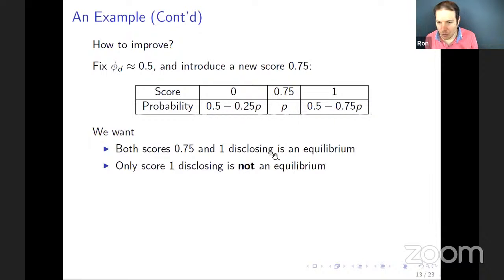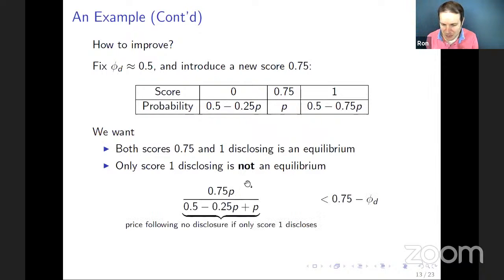So what do we need to do? This is the cross equilibrium constraint. We want to make sure that we can break this potential equilibrium. Namely, if the market expects the agent only to disclose a score of 1 and not to disclose a score of 3/4 or 0, the agent would like to deviate and disclose a score of 3/4. And that's going to kill, or break, that equilibrium. So how do we do this?